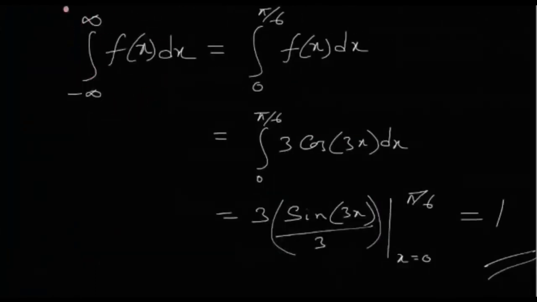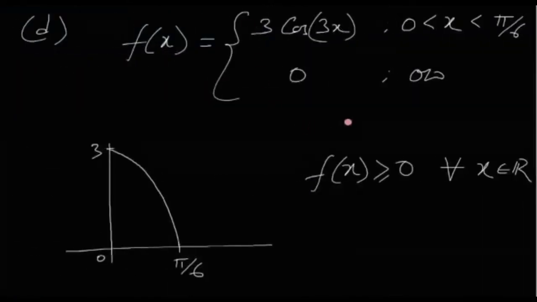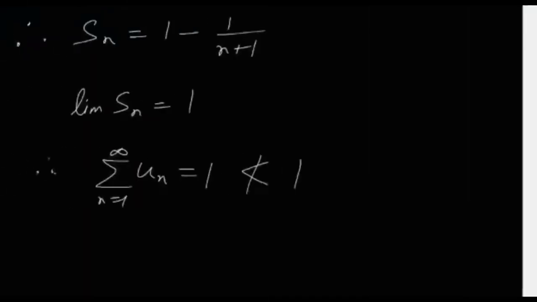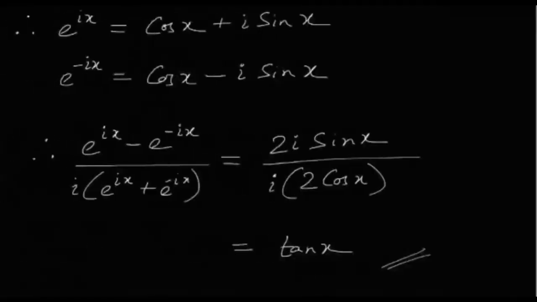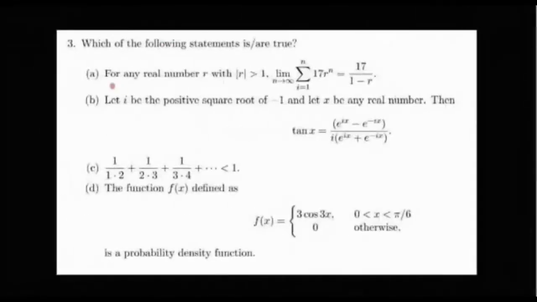The integral over the entire real numbers of fx dx is actually the integral from 0 to pi by 6 of fx dx, right? This integration is very easy, and it is nothing but 1. So it turns out that the integration condition also holds true. Both the properties hold true. Therefore, fx is actually a PDF indeed. So option D is true. Therefore, options B and D are true, and options A and C are false.